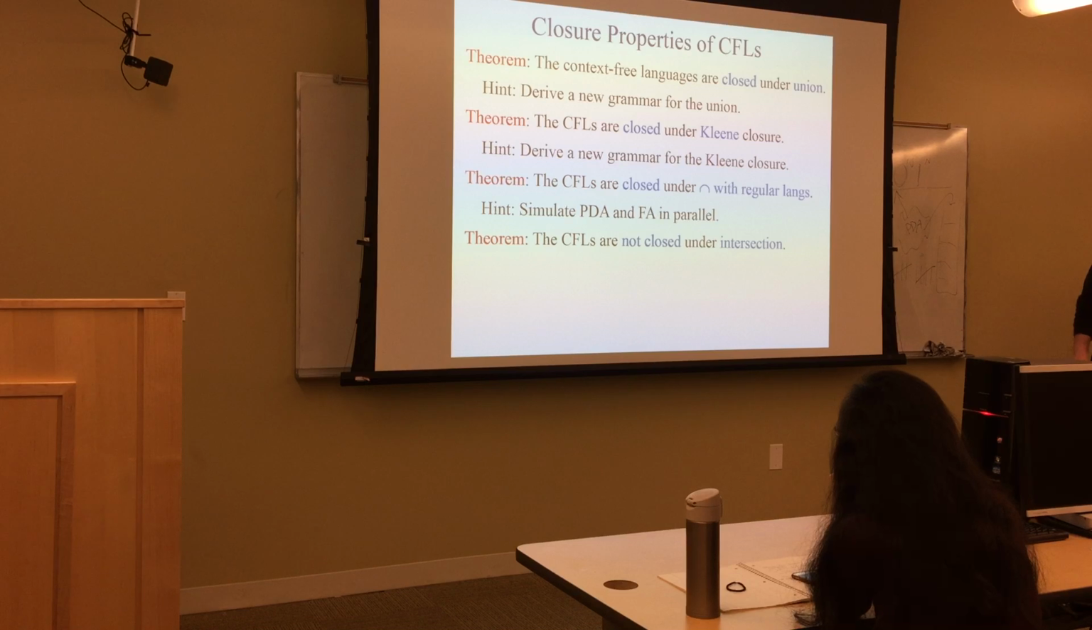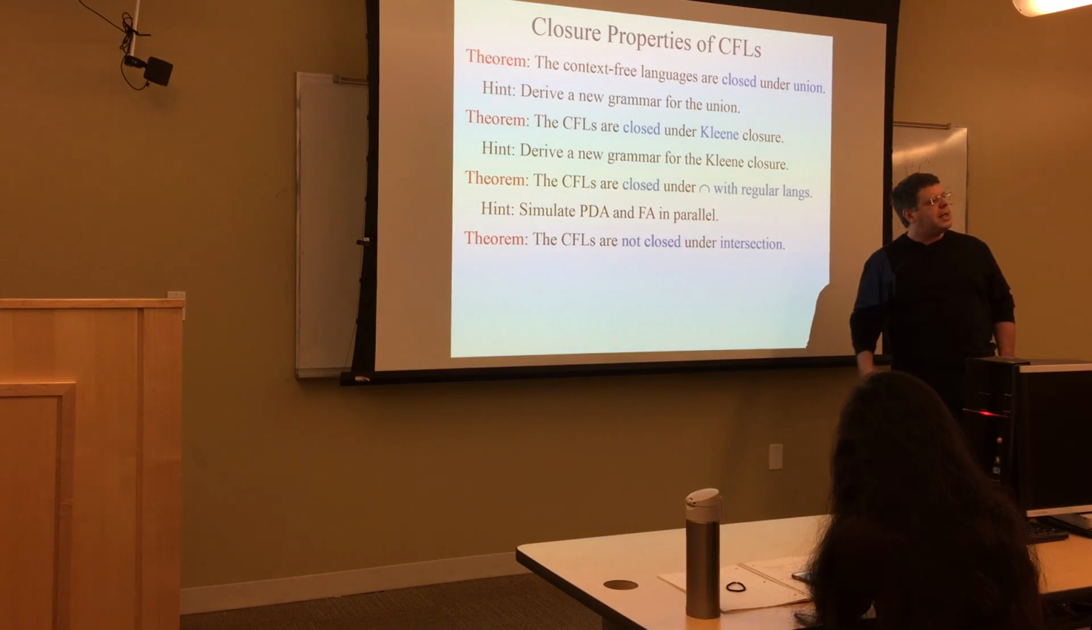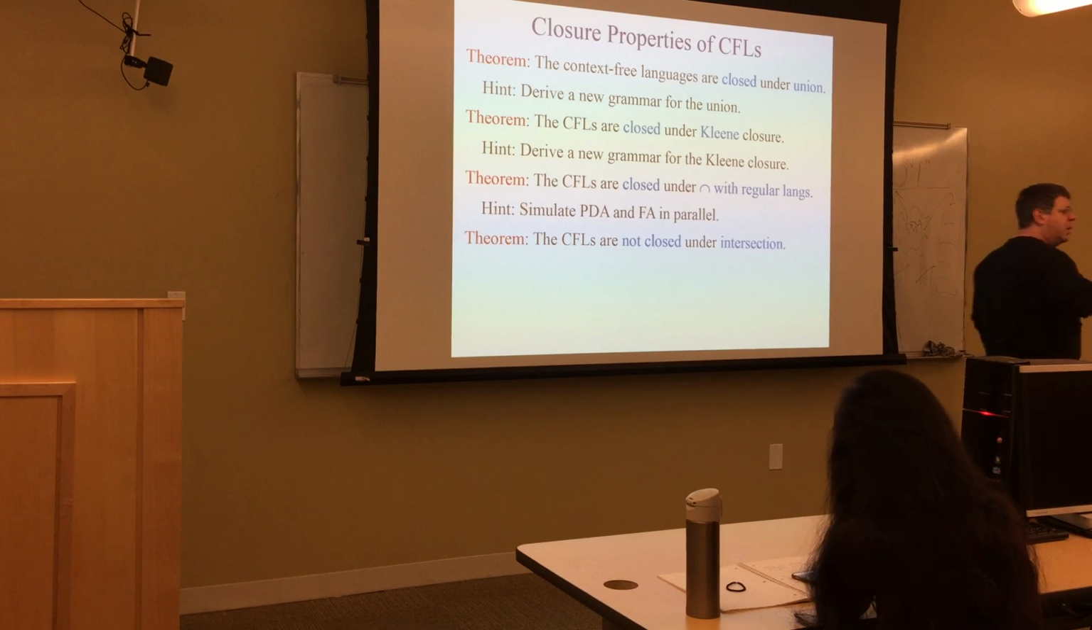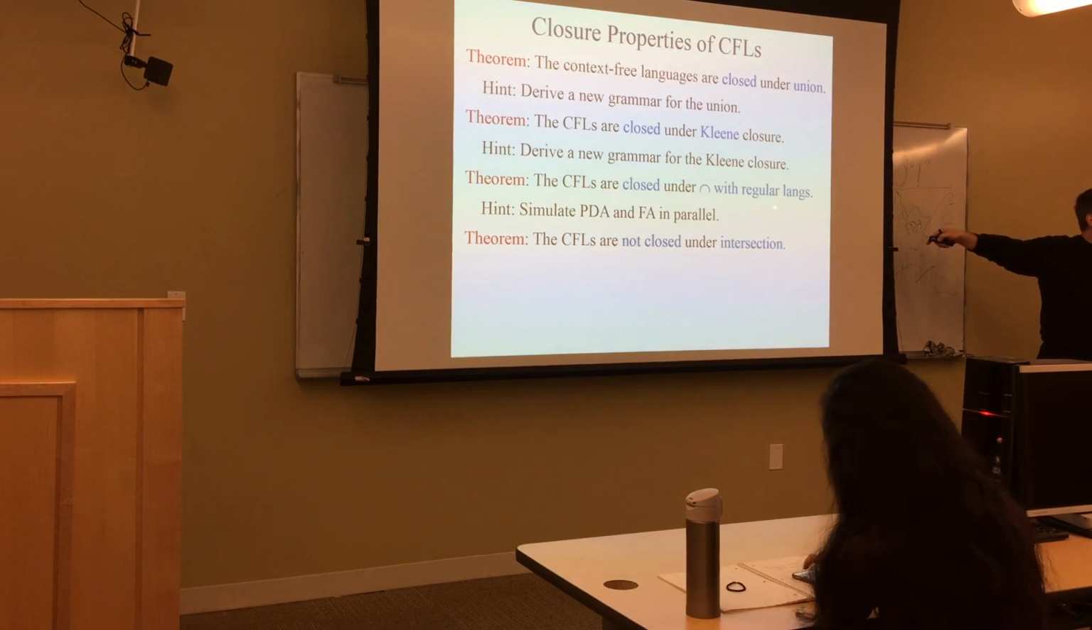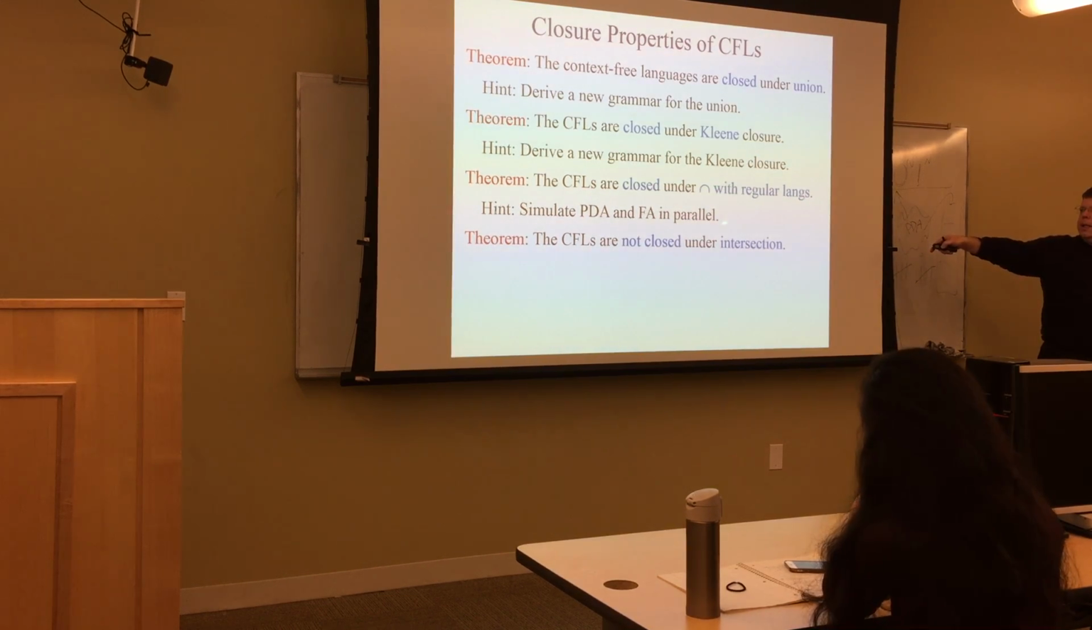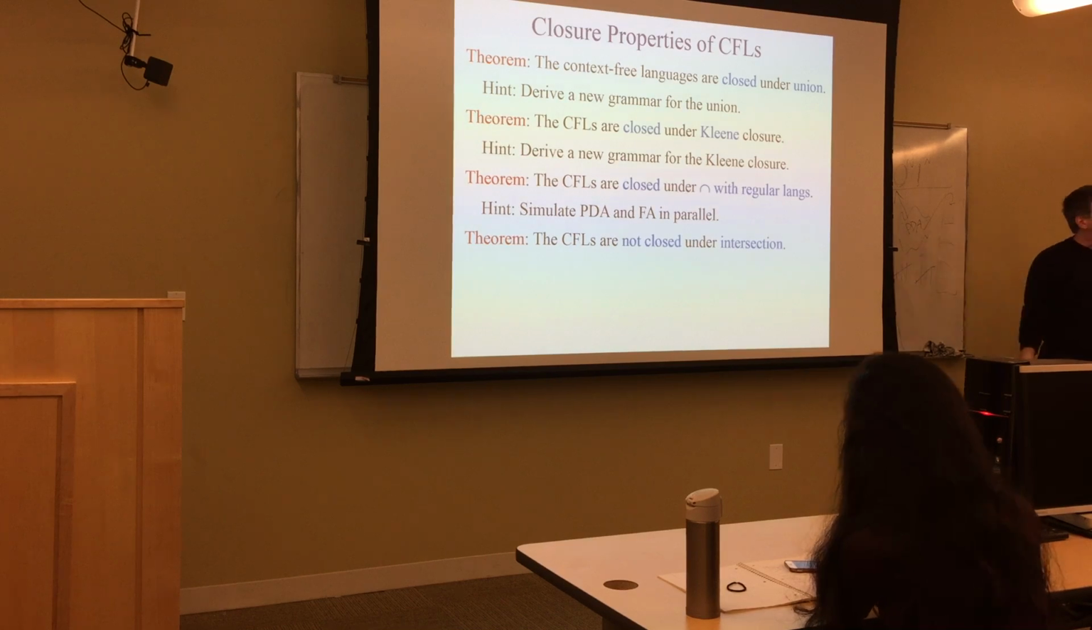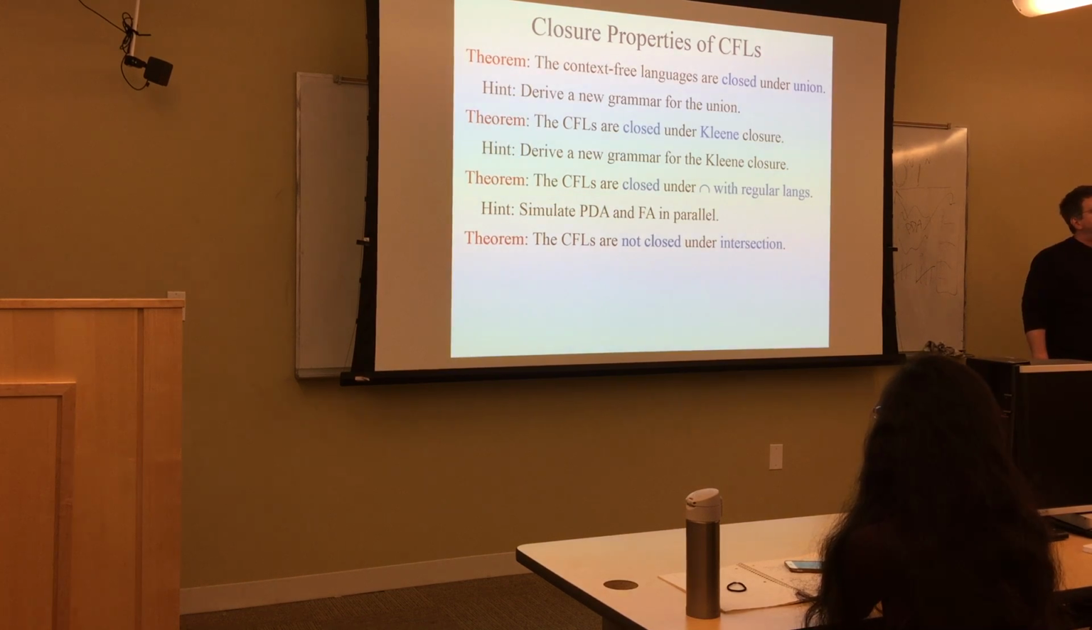So now, here's the first non-closure property. The context-free languages are not closed under intersection, unlike regular languages, which are closed under intersection. So now you know why we had this thing first. Closure under intersection with regular languages, we proved it. But they're not closed under intersection. How would you prove that? What kind of proof technique do you think will prove this?